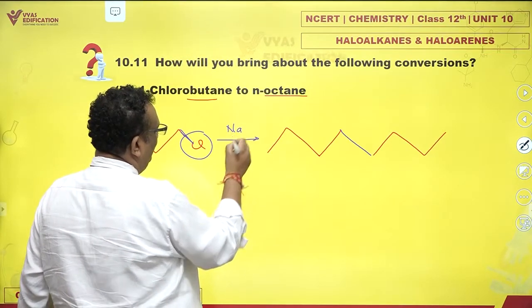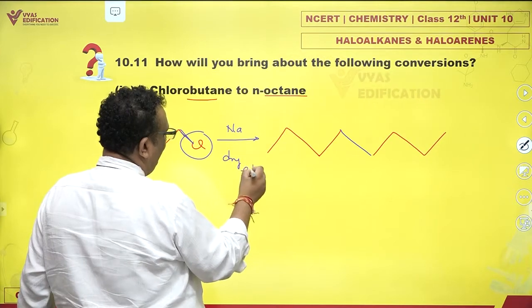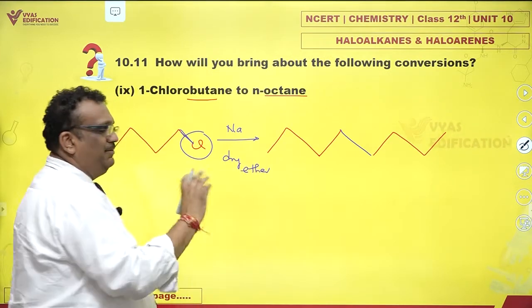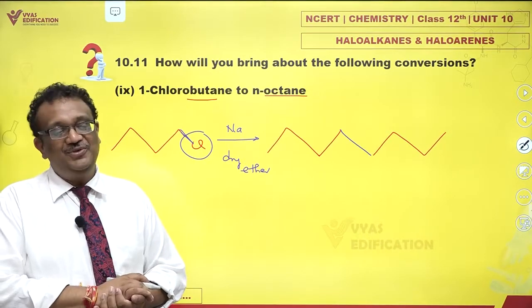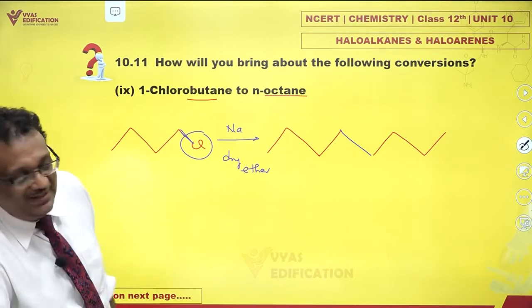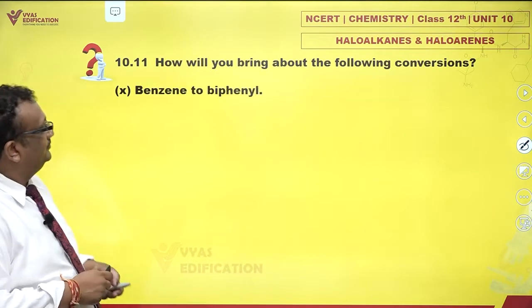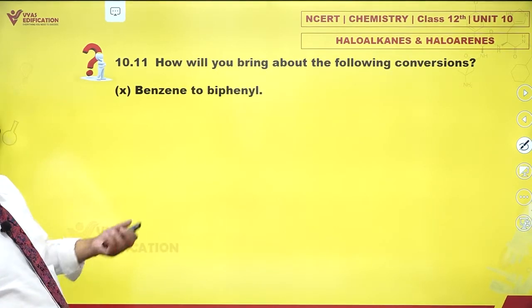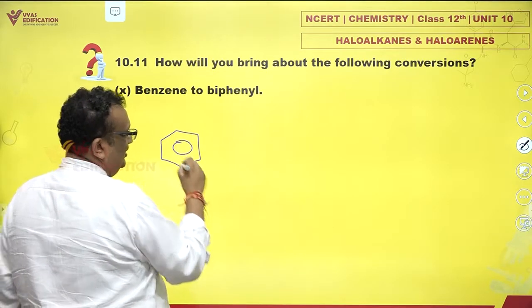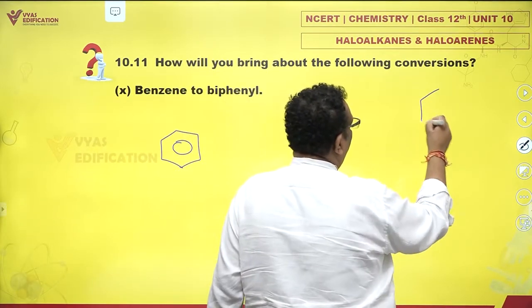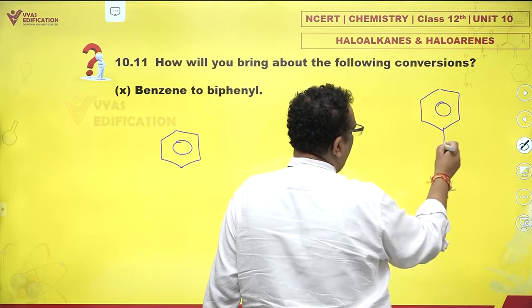You add sodium in dry ether. One step clean and you get an octane from 1-chlorobutane. As simple as that. Benzene to biphenyl, very similar. You have benzene, yes. And if you want biphenyl, what is biphenyl? This is biphenyl.